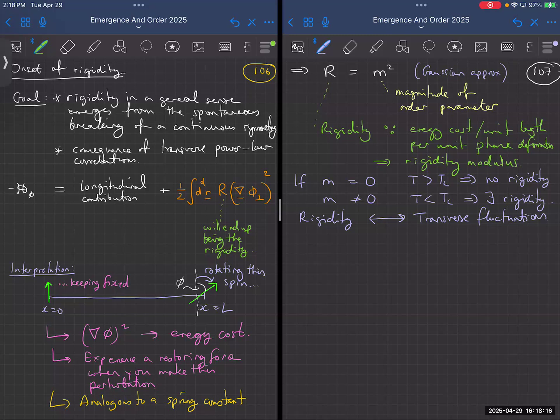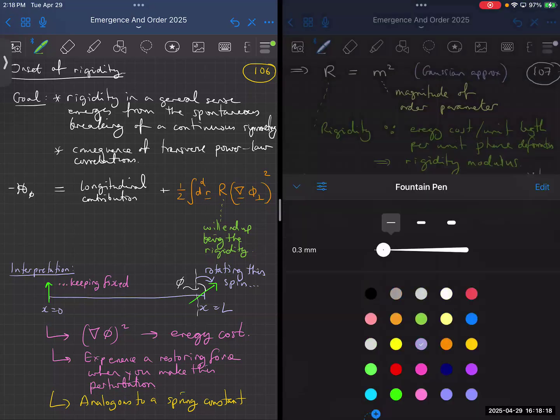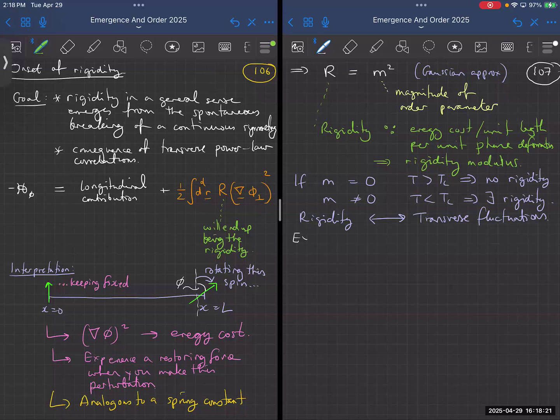So let's have a look at some physical examples of this. Let's talk about the magnetic example first. You might have, for example, a Heisenberg magnet. If I've got a Heisenberg ferromagnet, my picture looks very similar to what I was just drawing before. Something like that. This is meant to be some kind of spin wave.